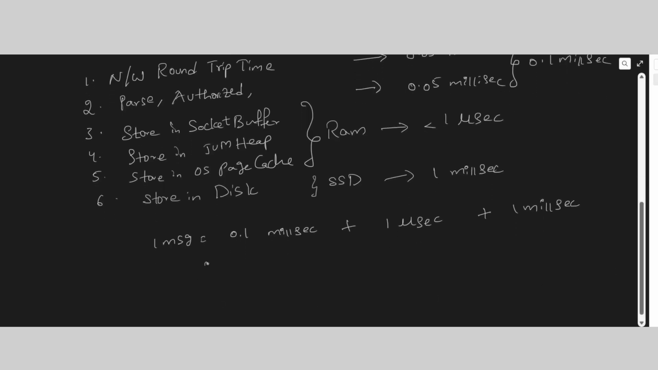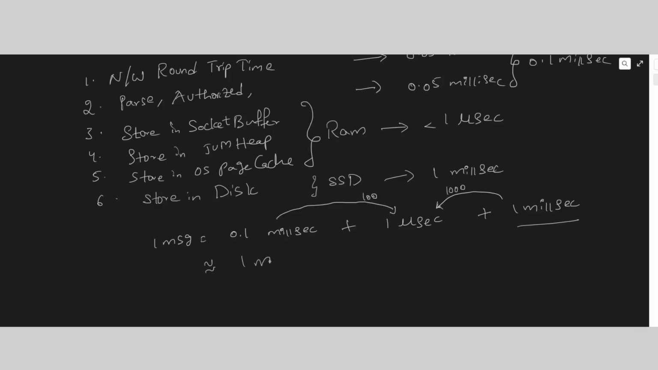So if you take it approximately, 1 millisecond means 1000 microseconds, which means RAM is 1000 times faster than the hard disk. And if you think about the network round trip time, even 0.1 millisecond means 100 microseconds. So even here it is 100 times faster than the network round trip time. So RAM is so fast. So if you take the approximate time, we can think 1 millisecond is the approximate, because microsecond is negligible in front of millisecond. So for one message it takes 1 millisecond.